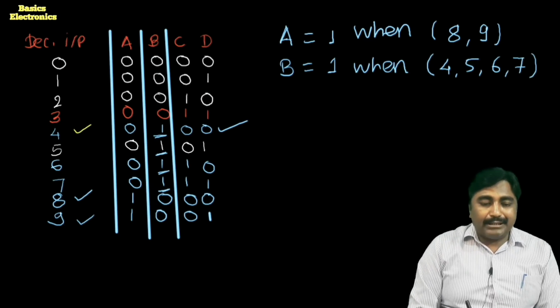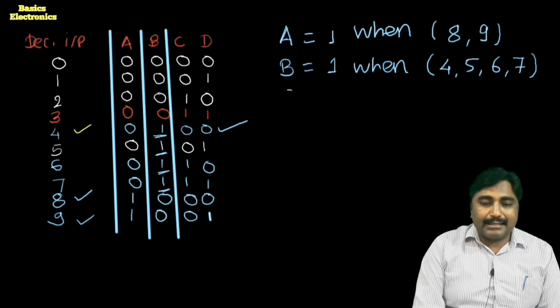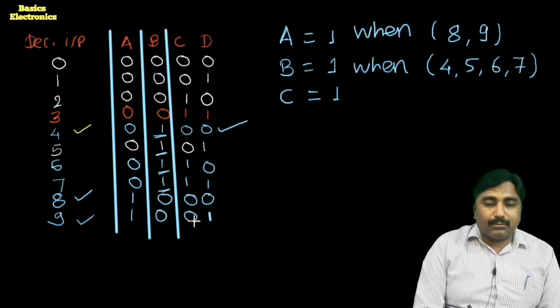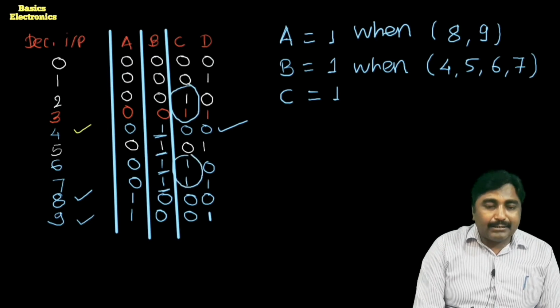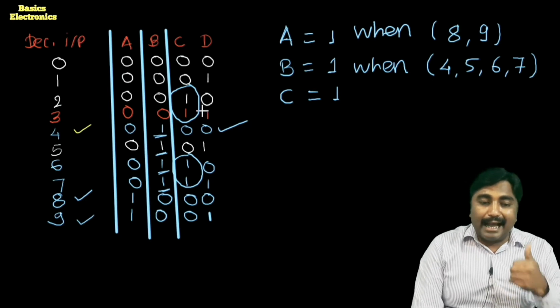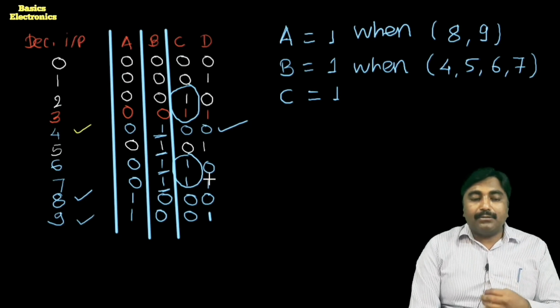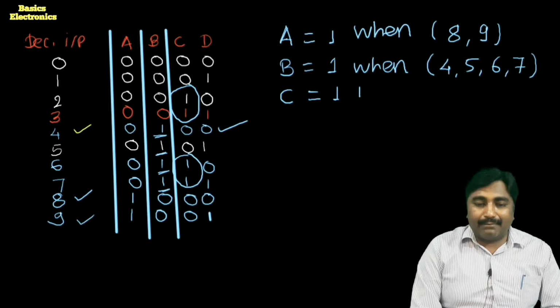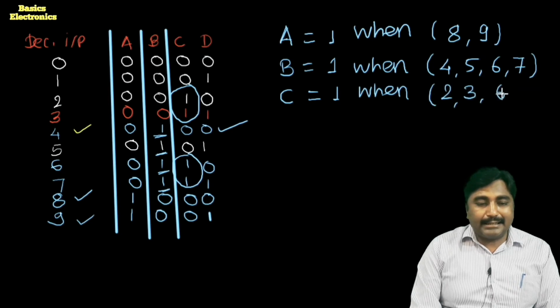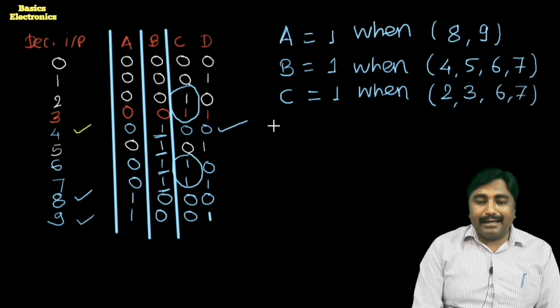Okay, then we see the next one, which is this C. Now C is equal to 1. When C equals 1, see here, these two are 1, 1. Here these two are 1, 1. The C is equal to 1 when the 2 number is active, 3 number is active, then 6 is active and 7 is active. So we write down here C is equal to 1 for 2, 3, then 6 number and 7 number pressed.